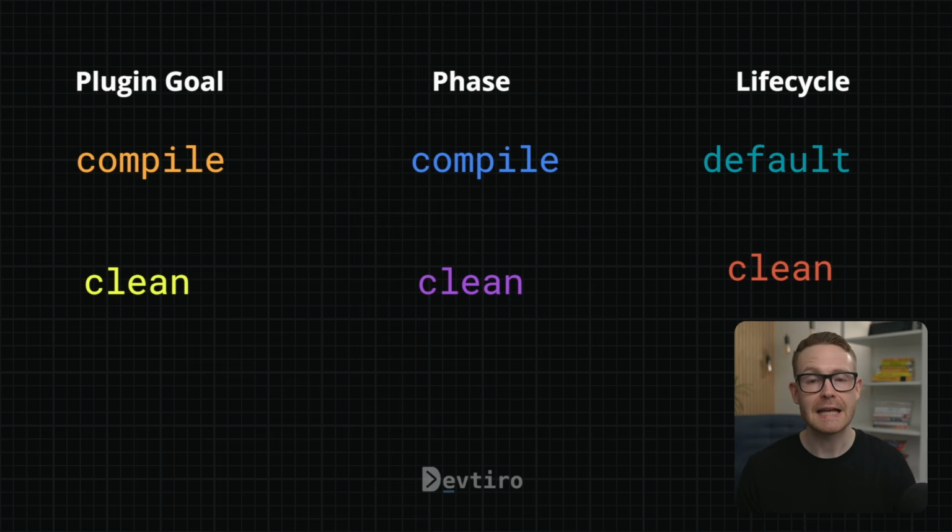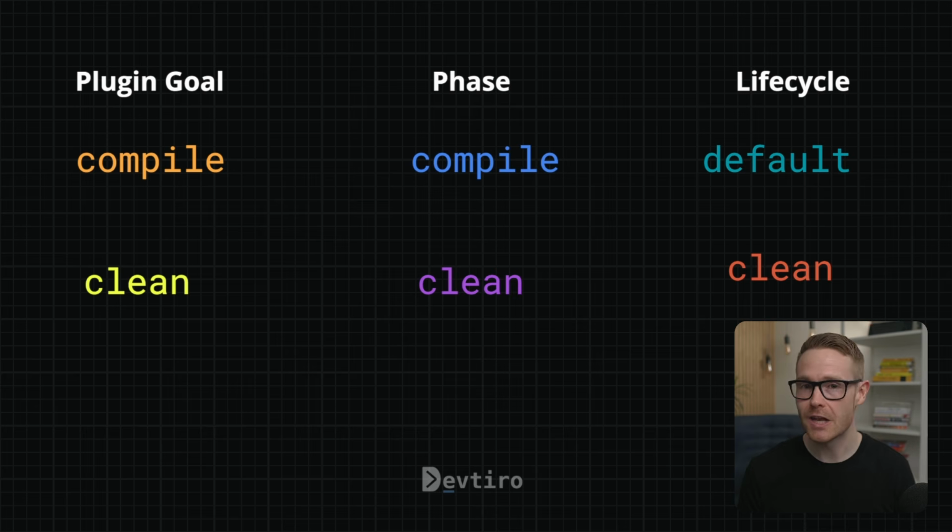Let's look at another example. The Maven Clean plugin has the clean goal. It's bound to the clean phase, which is in the clean lifecycle. That's not a typo, they all have the name clean. So it's the clean goal bound to the clean phase in the clean lifecycle. So when you run Maven Clean, you're running the phase, which will run the clean plugin goal that is bound to the clean phase. Now don't worry if you don't understand this immediately, it will come in time.